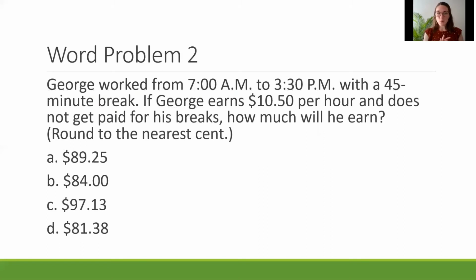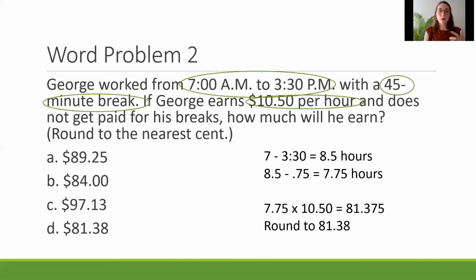All right, for our second word problem, this one says, George worked from 7 a.m. to 3:30 p.m. with a 45-minute break. If George earns $10.50 per hour and does not get paid for his breaks, how much will he earn? Round to the nearest cent.